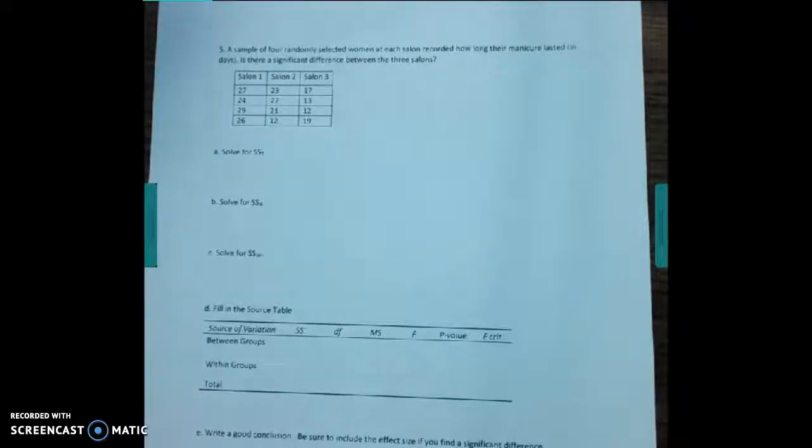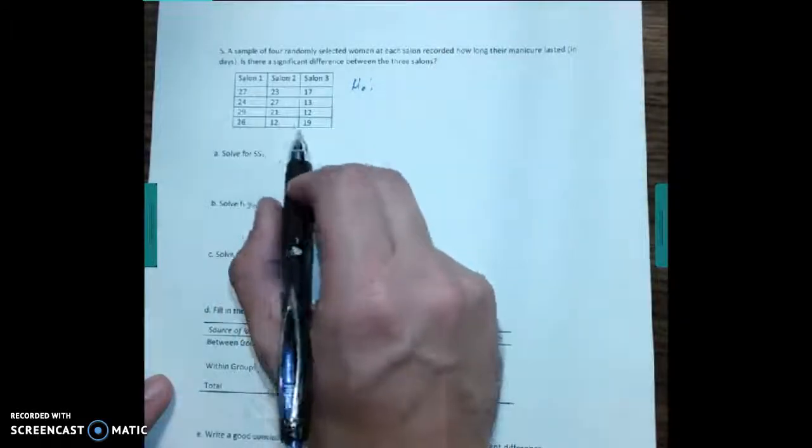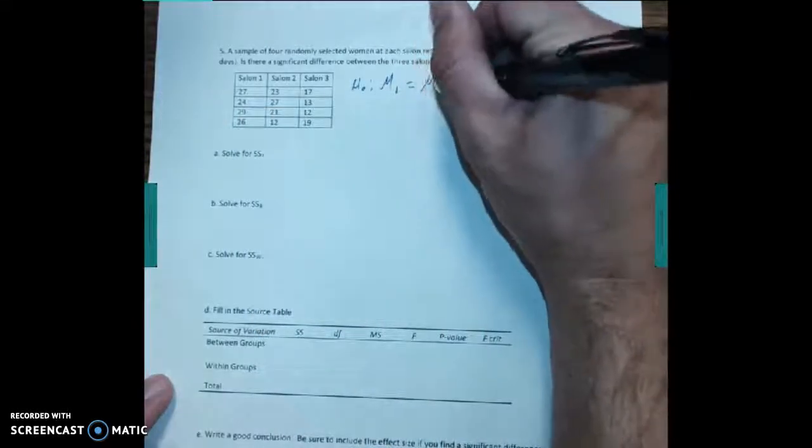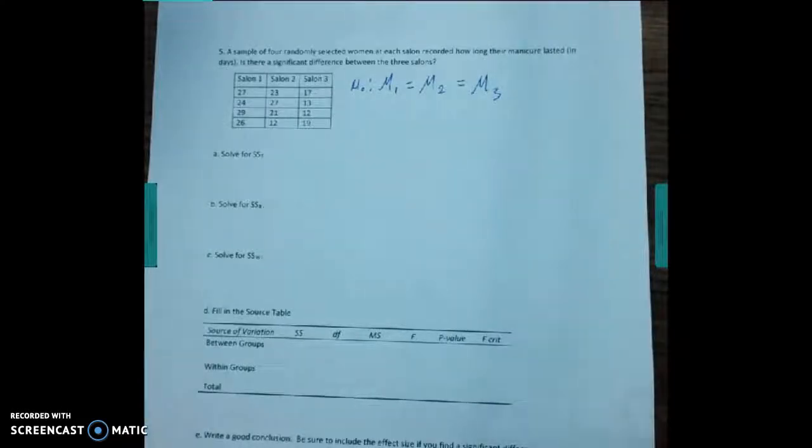Alexander. Today I want to talk to you about ANOVA, which is analysis of variance. In ANOVA, we're trying to test to see if group means are equal. So the null hypothesis for ANOVA is always the same thing: the group means are equal. You could write it as the mean of salon 1 is equal to the mean of salon 2 is equal to the mean of salon 3. That's the null hypothesis every single time. You might have more means because there are more groups, but that's the basic idea.